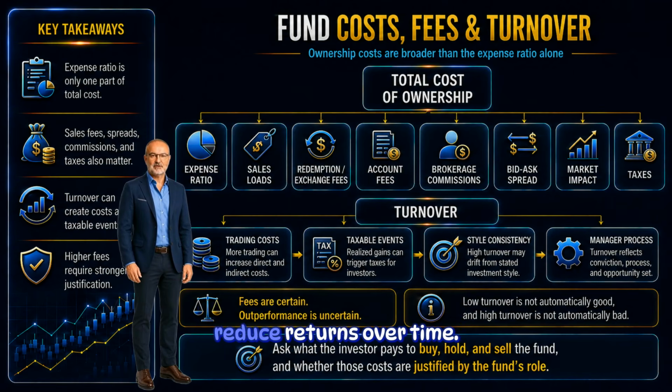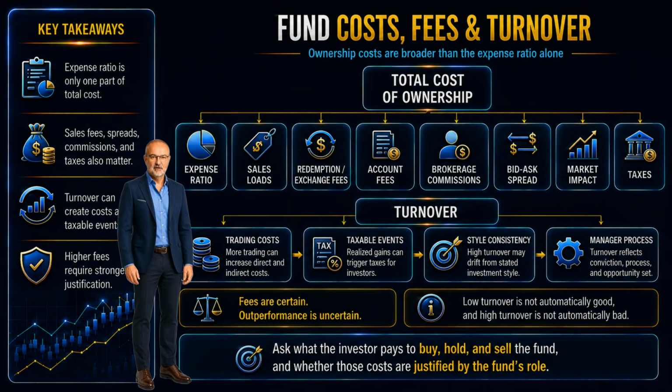Fees matter because they reduce returns over time. A higher cost fund can still be justified, but the reason must be explicit. Maybe the manager has unusual skill. Maybe the fund provides access to a difficult market. Maybe it offers better risk control or specialized exposure. But the burden of proof is higher. Fees are certain. Outperformance is uncertain.